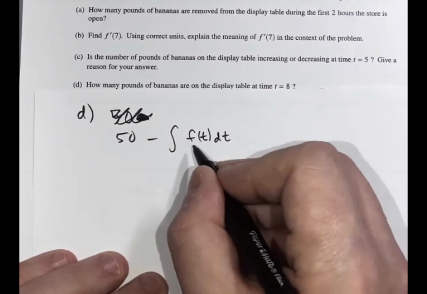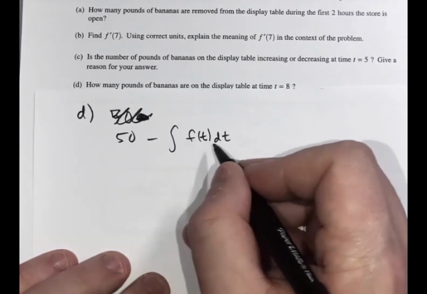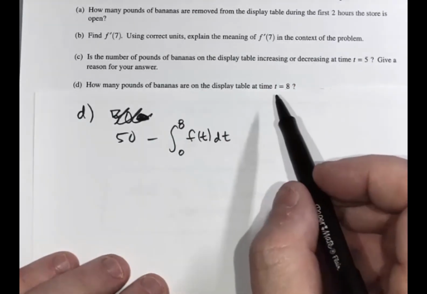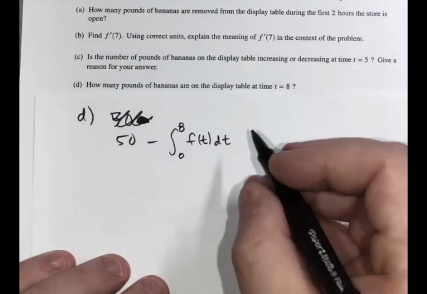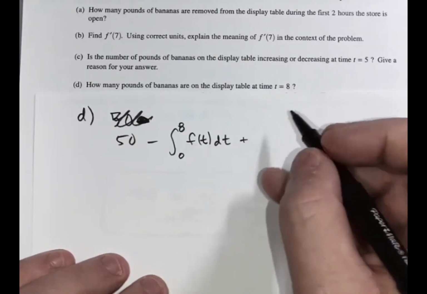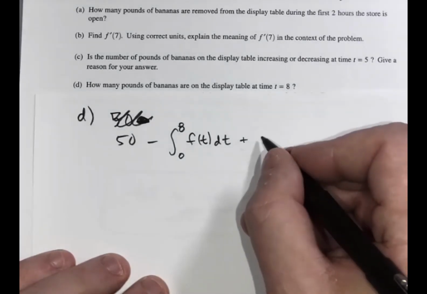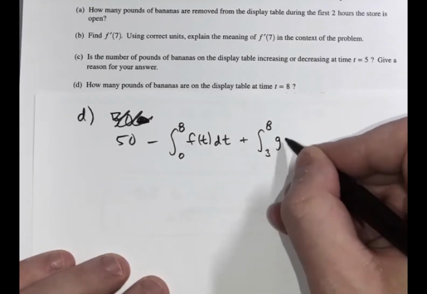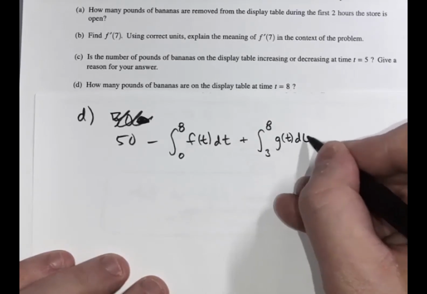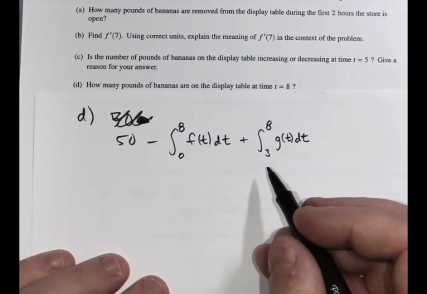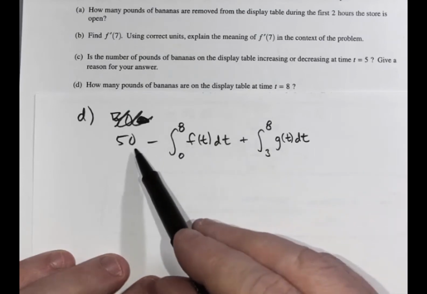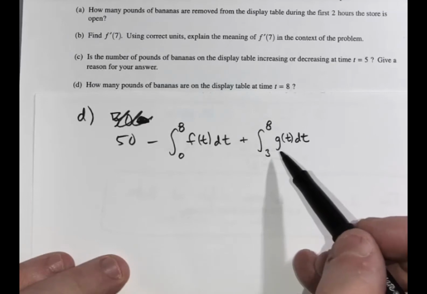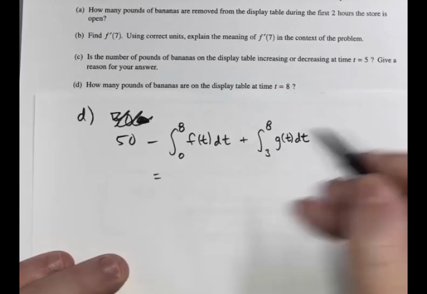But so they're taking them off of the display at this rate, and we want to add up all of those rates of change from 0 to 8, because we're wondering about time equals 8. But then our stockers come in, the employees, and they start to put more stock on. So on the time interval from 3 to 8, they're actually adding on some additional stocks. That's g of t dt. So that's really all we have to calculate here: the amount that was there to begin with, minus what the consumers are taking, plus what the employees are bringing out.